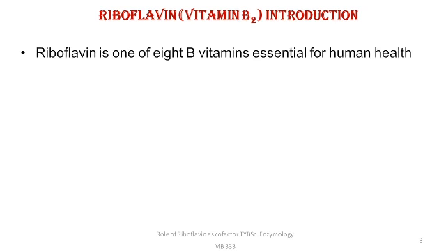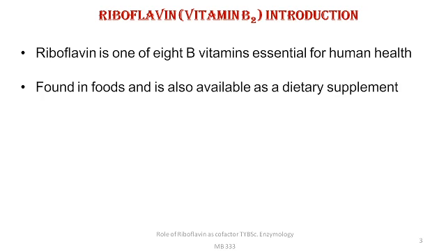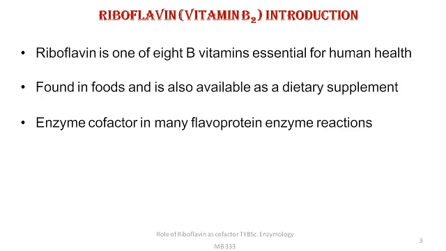To introduce the cofactor or the vitamin, riboflavin is one of the 8 B vitamins essential for human health. It is found in foods and is also available as a dietary supplement. As an enzyme cofactor, it is present in many flavoprotein enzyme reactions. It is a water soluble vitamin, and we are going to see the disadvantages of being a water soluble vitamin.